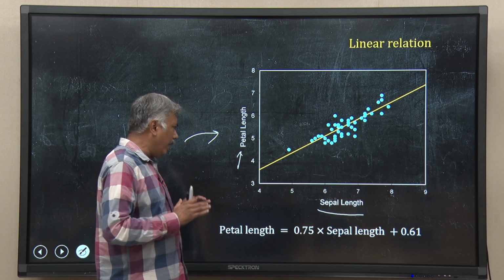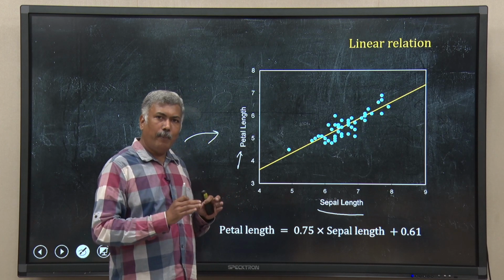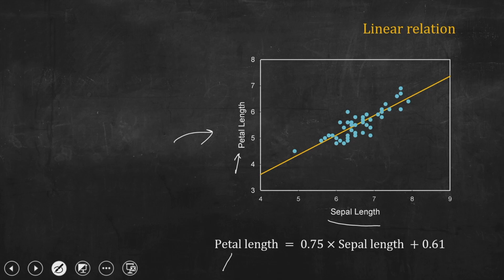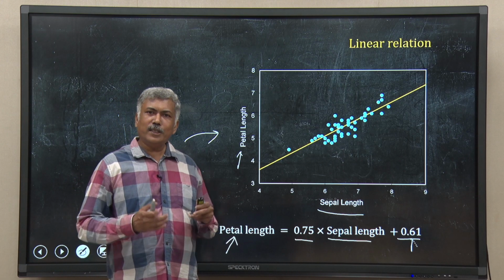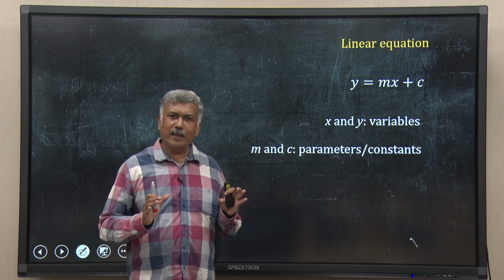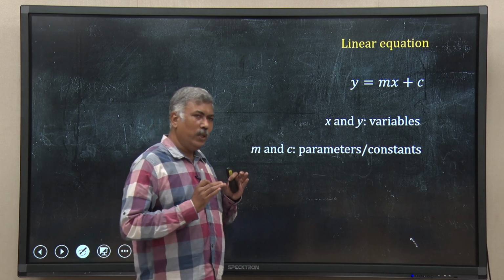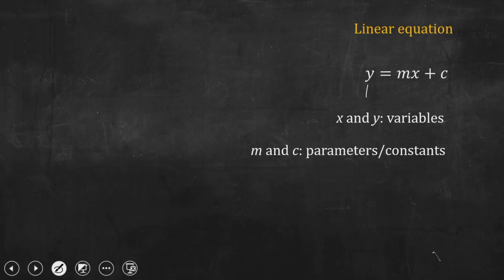So, I have got a relation between sepal length and petal length, written here: petal length is equal to 0.75 times sepal length plus a constant term. This is typical of a linear equation, is it not? In school we learned about the equation of a straight line, y equal to mx plus c. I have two variables y and x, and m and c are constants.